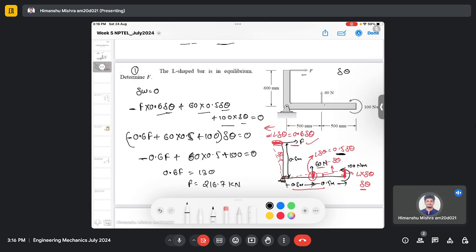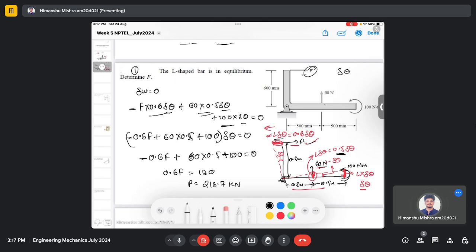Just to recap, here we were given the L-shaped bar and we needed to calculate this unknown force, and we used the virtual work principle. First we assumed the virtual displacement, we found the displacements, and we identified all the forces responsible for the work done, which we call active forces. These are F, 60 Newton, and the moment M. Then we wrote down the equation of virtual work done, and according to the principle its summation should be equal to 0.